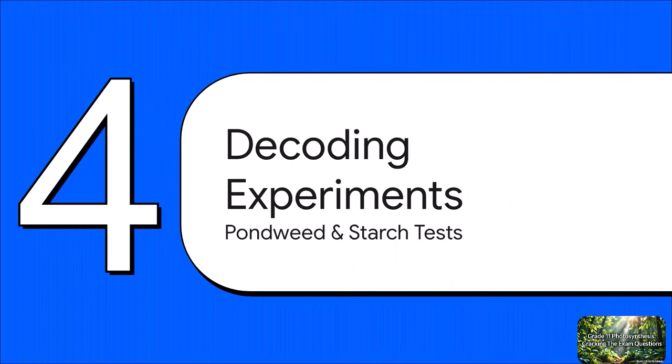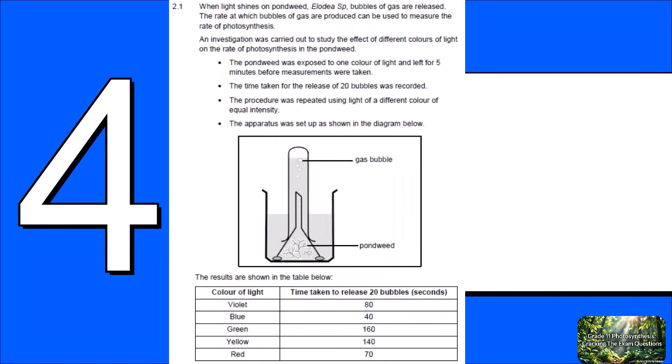Okay, on to Section 4, time to put on our imaginary lab coats. We're going to dissect how experiments are designed, looking at everything from pondweed bubbling in water to identifying variables and making sure our results are reliable.